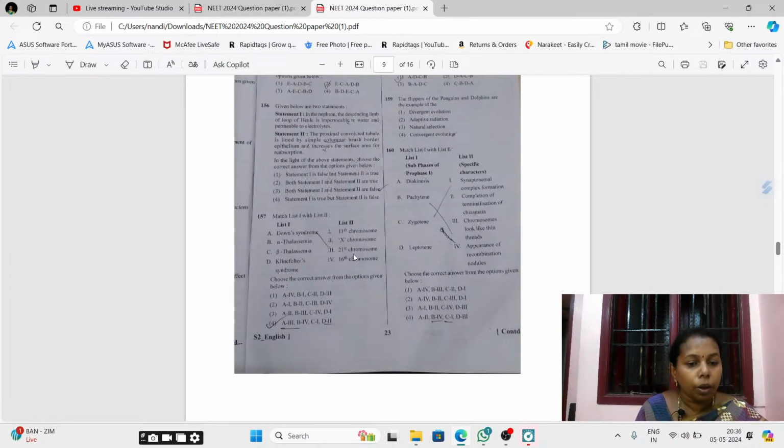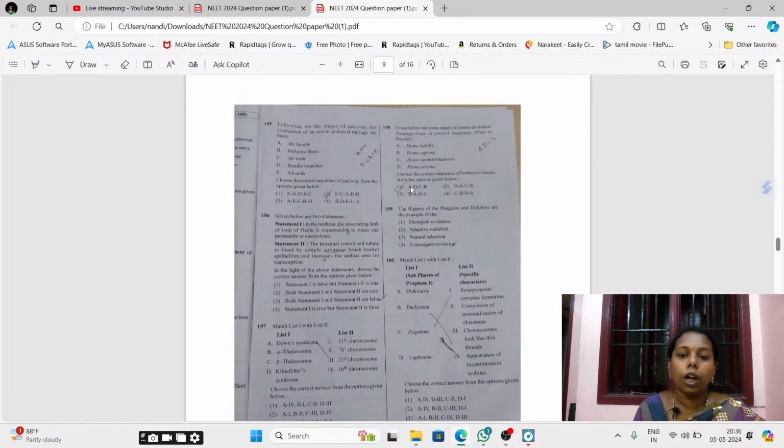Down syndrome, 21st chromosome. Alpha thalassemia, which is in the 16th chromosome. Beta thalassemia in 11th chromosome. Klinefelter syndrome, extra X will be there. So option 4 is the answer for 157. 158. What is the chronological order? Of course, Homo habilis followed by Homo erectus, Neanderthalensis, Homo sapiens. So ADCB is in the option A.